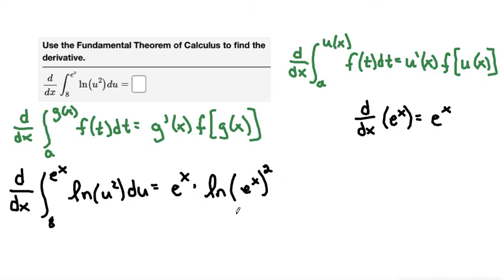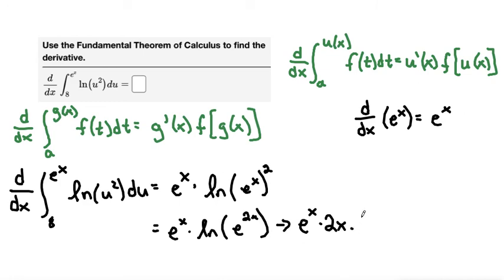I just need to simplify. Since I have a square on an exponent, I'm going to first multiply those exponents together because an exponent raised to another exponent means to multiply. That makes e to the x times ln of e to the 2x. Next, I'll use the rule that when you have an exponent on a log, you can kick that exponent to the front. So I'm going to rewrite this as e to the x times 2x ln e.